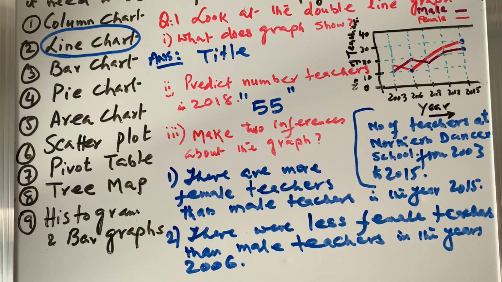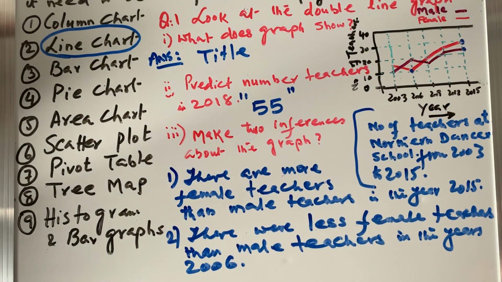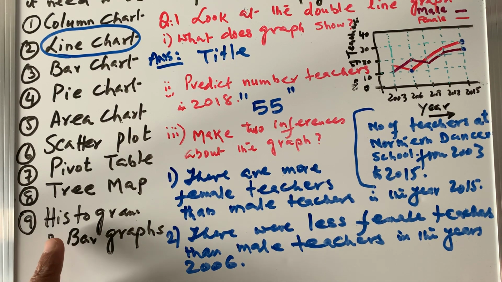You read something on the graph, on how the data is compiled, and then you can make inferences. We learned that data can be shown as a column chart, line chart or line graph, bar graph or bar chart, pie chart, area chart, scatter plot, and so on. We also know the difference between a histogram and a bar graph. So this is all about it.